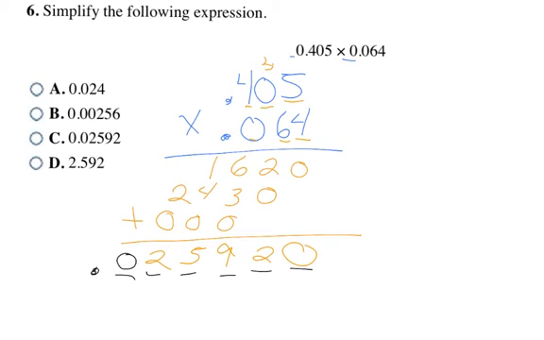So that means my final answer is going to be C. Notice C drops that last 0 off because zeros after the decimal point at the end are not necessary. They are assumed.